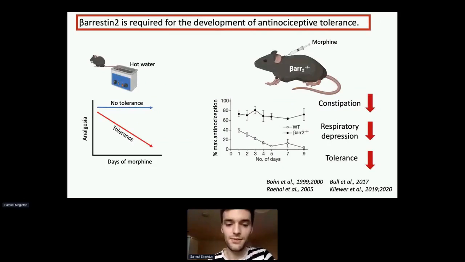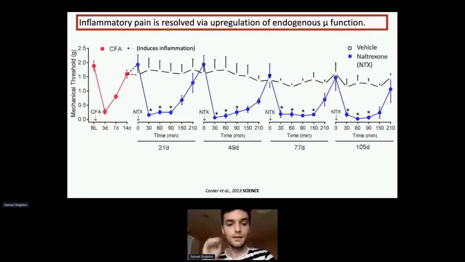We can measure this using relatively simplistic tools, such as the tail withdrawal assay, which measures the latency of a mouse to withdraw its tail before and after morphine, which we can monitor over several days. If you repeatedly give a mouse morphine, then it will quickly develop tolerance. So the tail withdrawal latency will get shorter and shorter, although this doesn't happen if you knock out beta-arrestin 2. Knocking out beta-arrestin 2 is also being reported to improve some of the other side effects, such as constipation and respiratory depression, although this is currently debated.